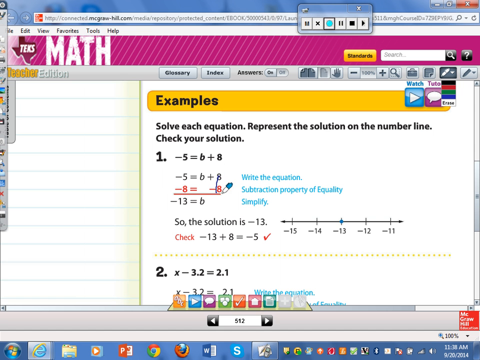Opposite numbers always give you a 0. So the only thing left on the right side here is the b. Then you bring down the equal sign and you actually perform this operation.